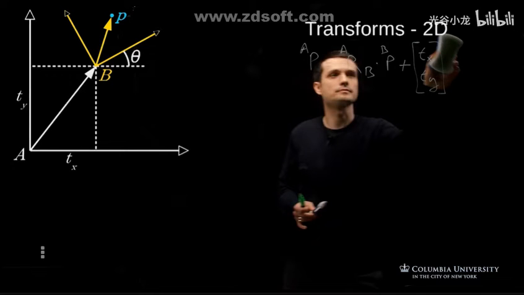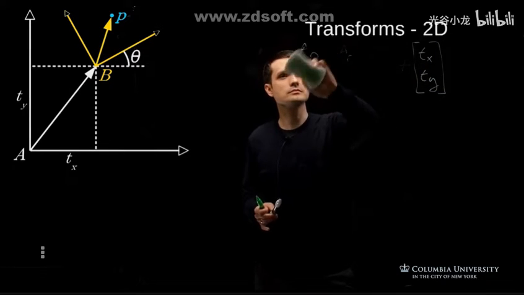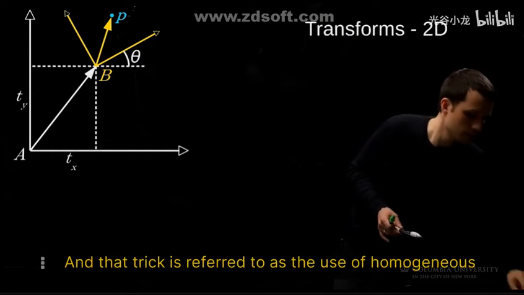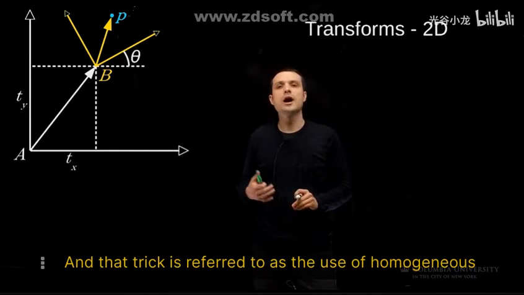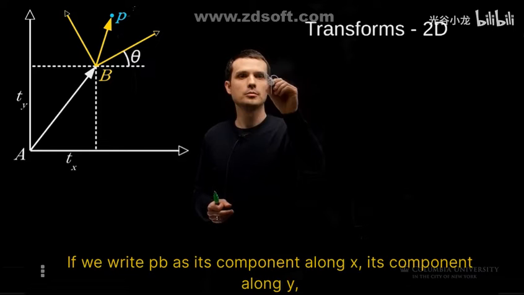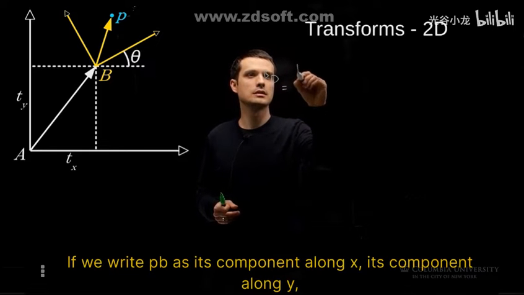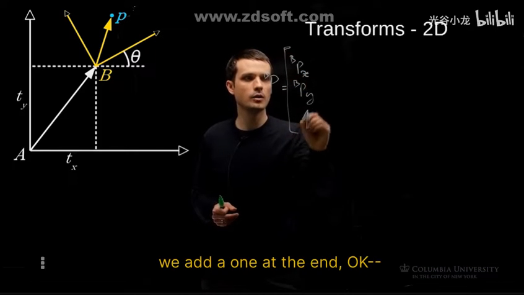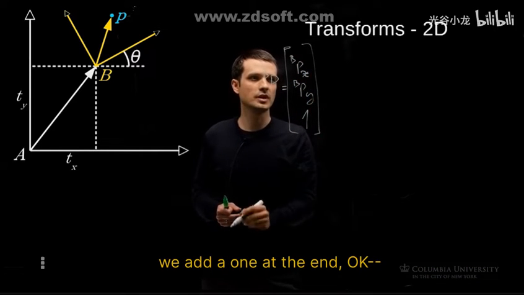But there is one trick that we can use to turn this into a single operation. And that trick is referred to as the use of homogeneous coordinates. If we write PB as its component along x, its component along y, just as we've done so far, and we add a third component. We add a 1 at the end. Okay?